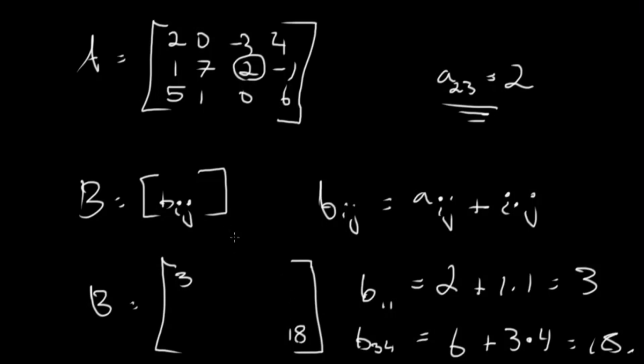I'm going to go ahead and fill this whole thing out. So we got 3, 2, 0, 8, 3, 11, 8, 7, and 8, 7, 9, 18. All right, so there's your B. Hopefully you got that right.